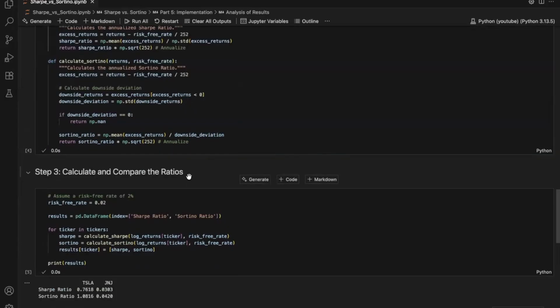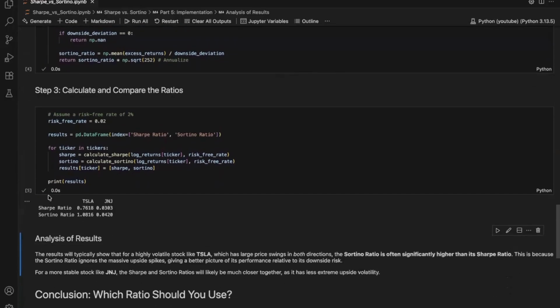Okay, now let's look at the results. We calculate this assuming a risk-free rate of 2%. And the results we got are: the Sharpe ratio for Tesla is 0.768 and the Sortino for it is 1.0816. The Sharpe ratio for Johnson & Johnson is 0.0303 and the Sortino for it is 0.420.